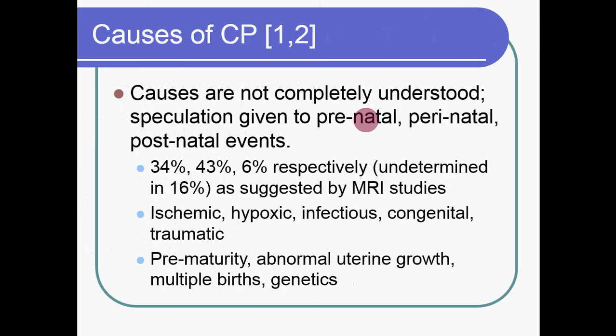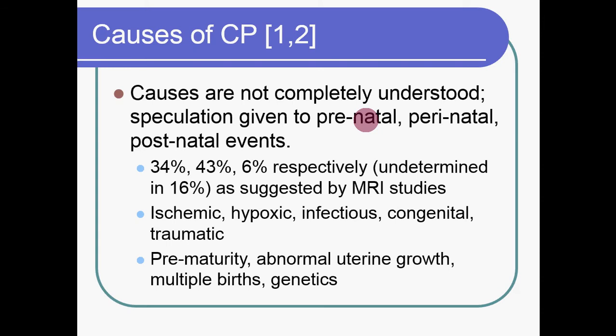Causes of CP are not completely understood. Speculation is given to events in the prenatal, perinatal, or postnatal period: 34% attributed to the prenatal period, 43% attributed to the perinatal period, and 6% attributed to the postnatal period. There's 16% that's undetermined, and these events were studied by MRI.